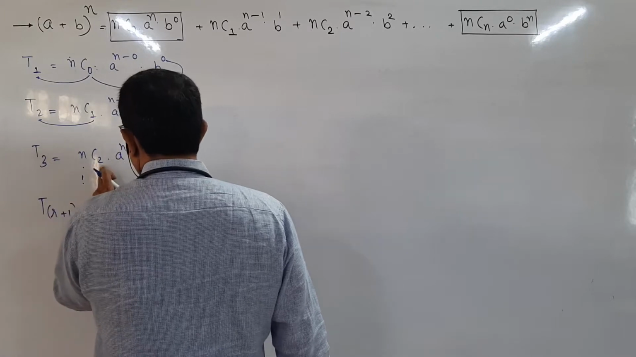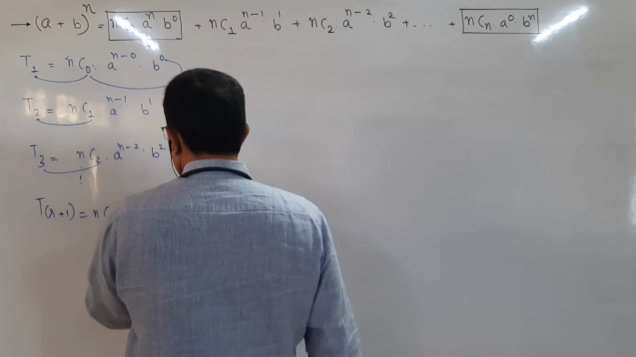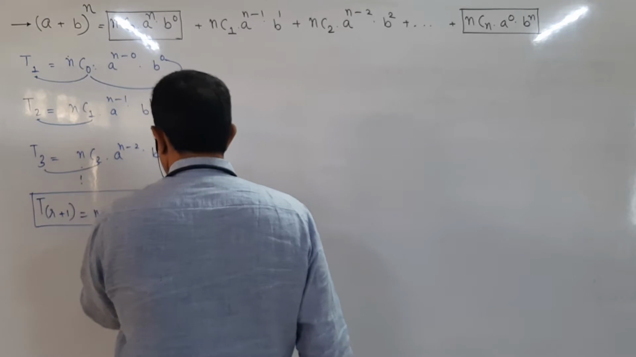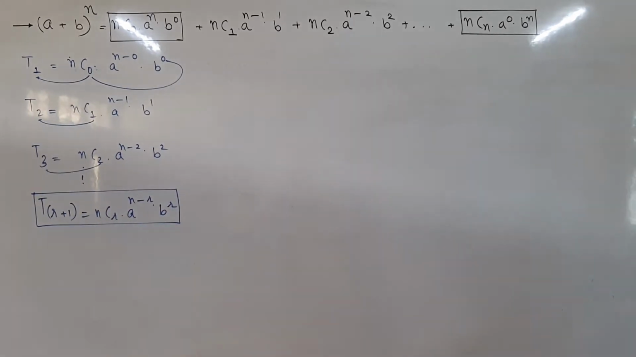In general, T(R plus 1), because if it is R, I have to add 1, is NCR, A raised to N minus R, B raised to R. This is, students, the general term of the binomial theorem. You don't have to remember the derivation, but students, you have to definitely memorize the formula.